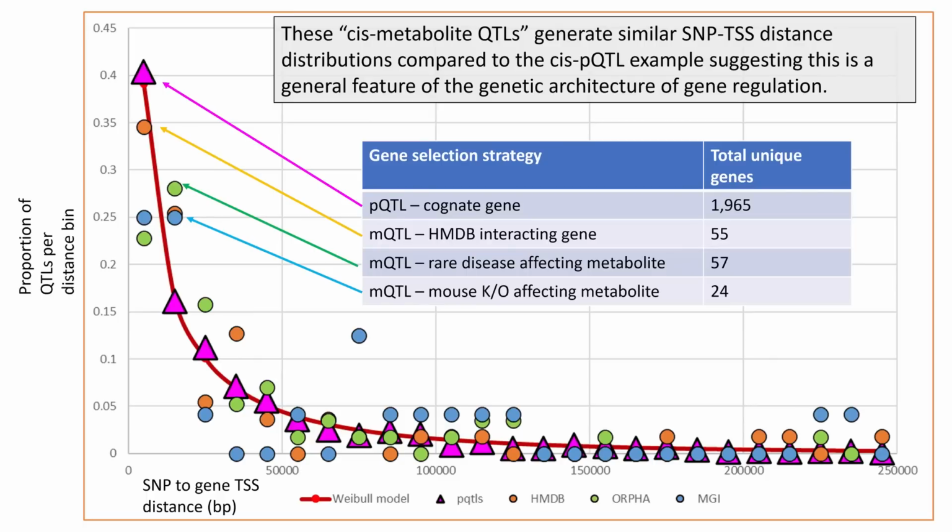The magenta triangles are the graph that we were showing before on PQTLs. But what I'm trying to show here is that whether you're using the mouse knockout information, or the rare disease information, or the HMDB information, you get the exact same curve. Again, in the Fauman and Hyde paper, we describe that curve as coming from the Weibull distribution. We give the parameters in there. It is not an exponential decay. It actually has fewer parameters than that. And as I just showed, it derives nicely from the ABC model. But this exact same curve, I think, applies everywhere.